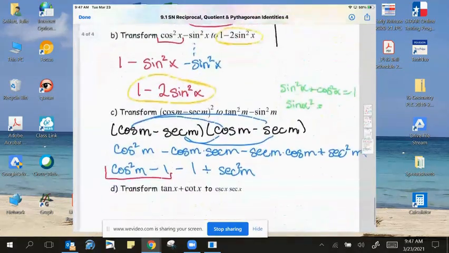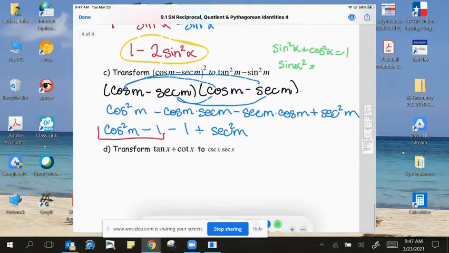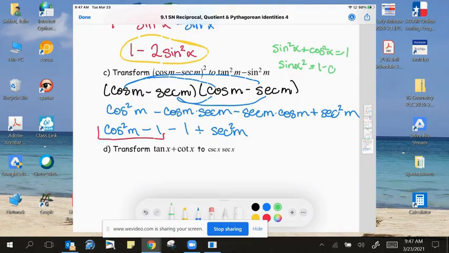minus cosine squared x. We have the opposite. We have a positive cosine squared x and a minus 1. So that's actually a negative sine squared x. Put a negative on the sine squared, put a negative on the 1, change the sign on the cosine squared, and we have a negative 1 plus a cosine squared x equaling that negative sine squared x.